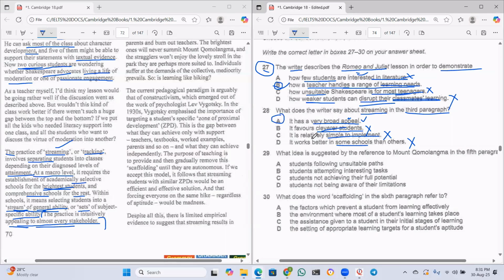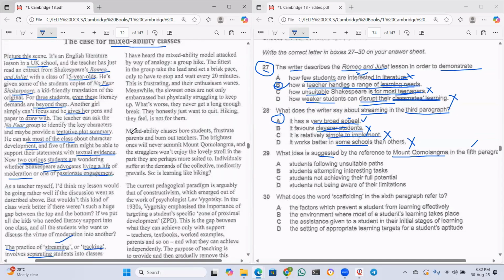Okay, let's move to the next question, 29. What idea is suggested by the reference to Mount Comolagma in the fifth paragraph? Which is the fifth one? One, two, three, four, okay, let me go up. Yes, this is our fifth paragraph.